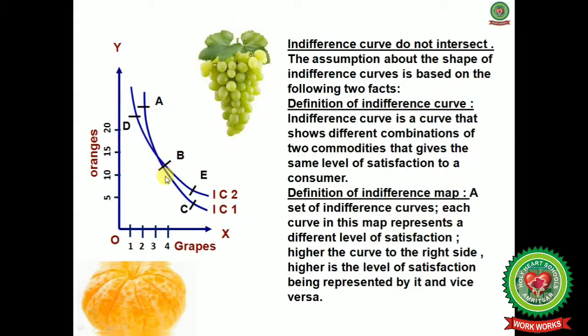But in the lower segment, after the intersecting point, the opposite case holds. IC2 will give him the higher level of satisfaction and IC1 will give the consumer a lower level of satisfaction. So in this way we can't decide on which curve the consumer will get the maximum satisfaction. So in this way the indifference curves do not intersect with each other.